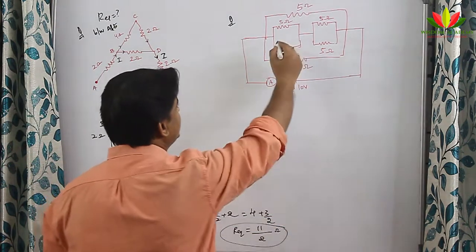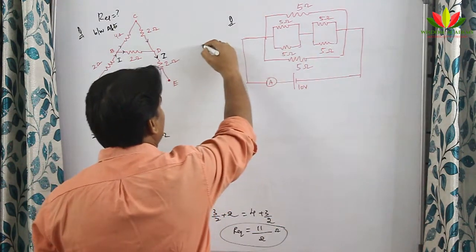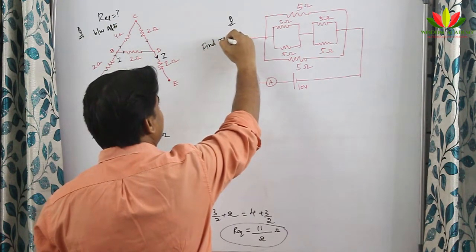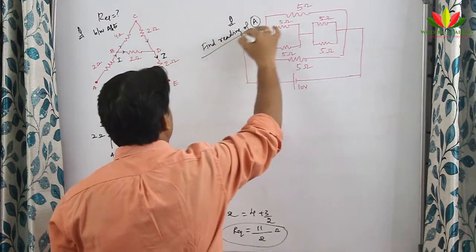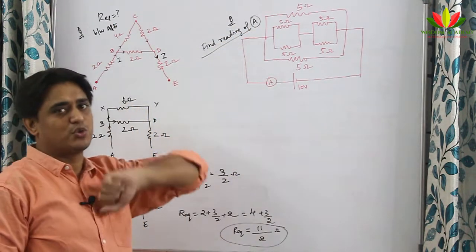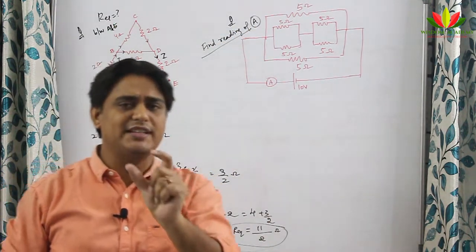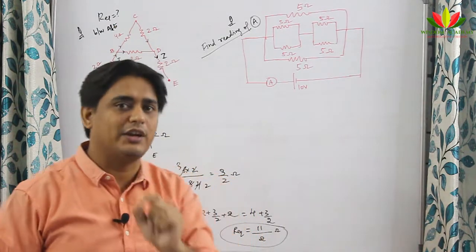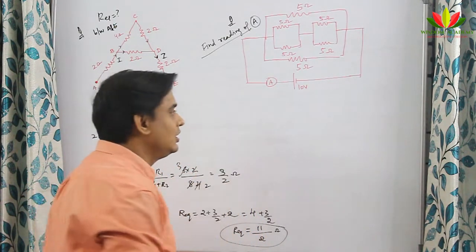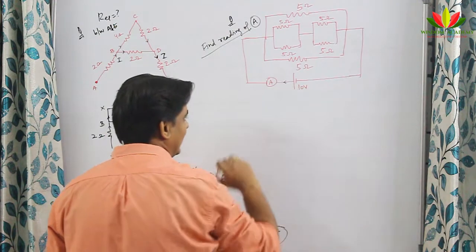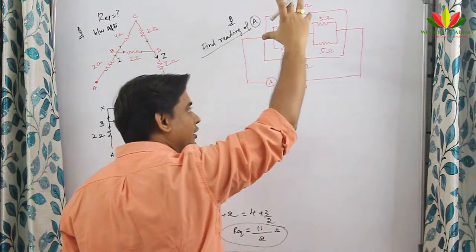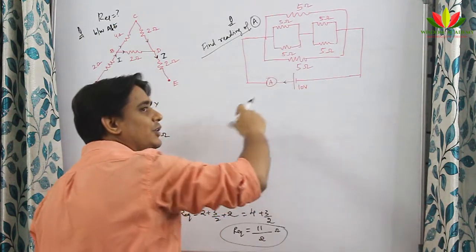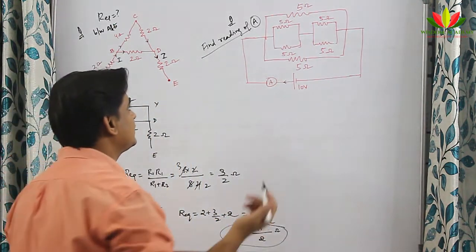In this question, what is the question? Find the reading of the ammeter. So I want to find how much reading the ammeter is showing. I have told you the ammeter is the device used to measure current. So indirectly they are asking what current comes out. To find that, you have to find the equivalent resistance, and when you have R and V, then you can easily find I. So let us find the equivalent resistance.